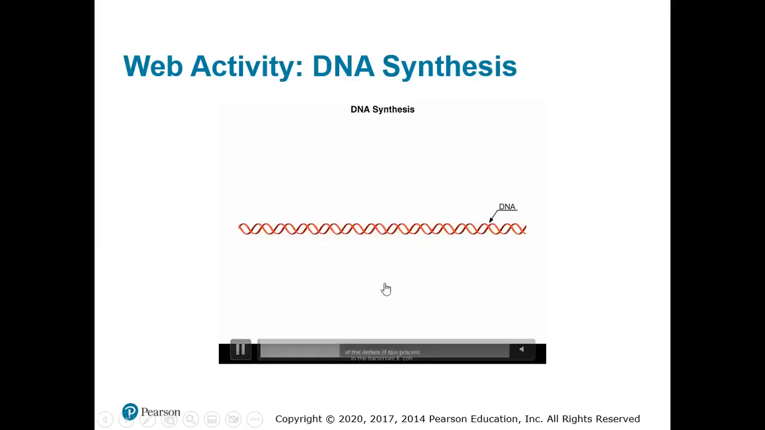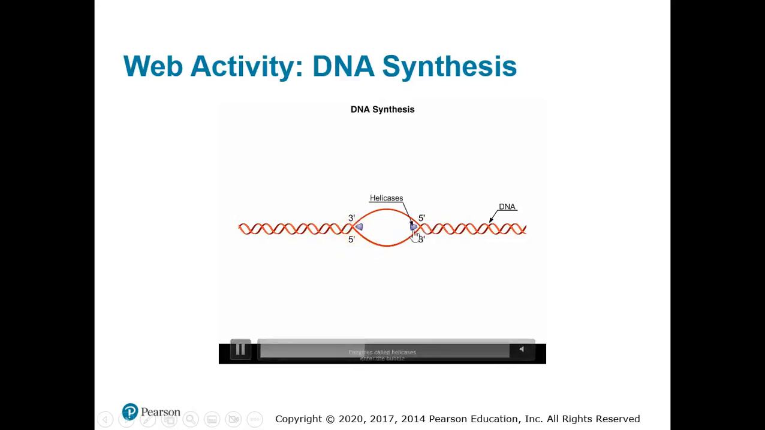Here's our DNA double helix. Okay, the first thing that we want to do is we want to break those hydrogen bonds. So here's the replication bubble. Okay, you can see we've broken the hydrogen bonds. We're looking at the single template strands. We have the replication fork on both sides, and you'll see those strands, once again, anti-parallel.